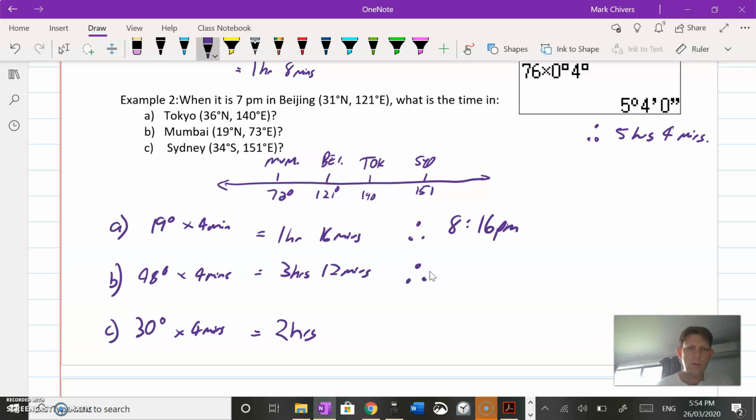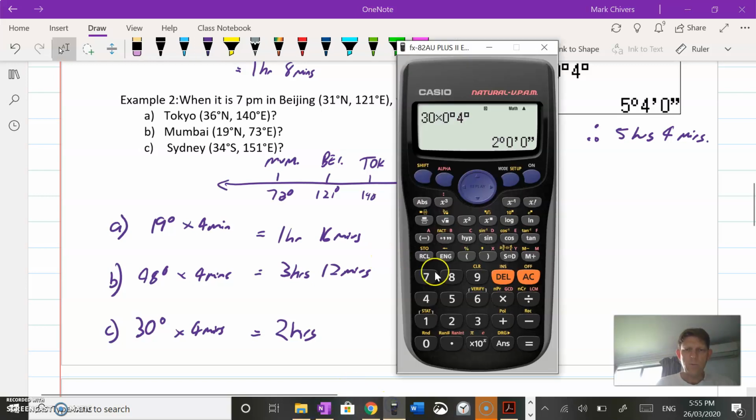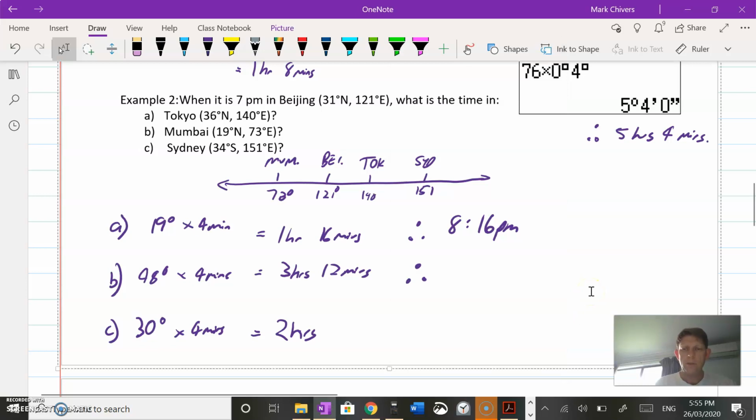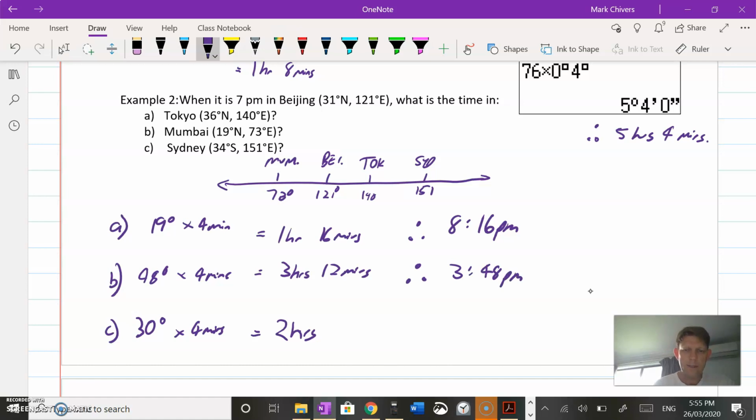And for the second one, which is Mumbai, this is further west of Beijing, so it's going to be 3 hours and 12 minutes behind. So it's 3 hours and 12 minutes before 7 p.m. So probably the easiest way to do that is to put 7 p.m. as 1900 hours, so 19 hours, no minutes, take away 3 hours, 12 minutes. And that's going to give us 1548, which is 3:48 p.m. And finally, Sydney is 2 hours in front, so it's just going to be 9 p.m. for Sydney.